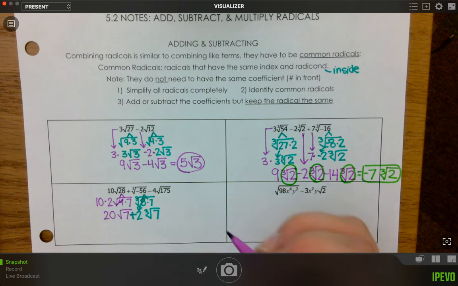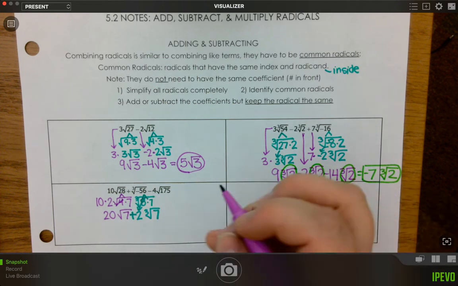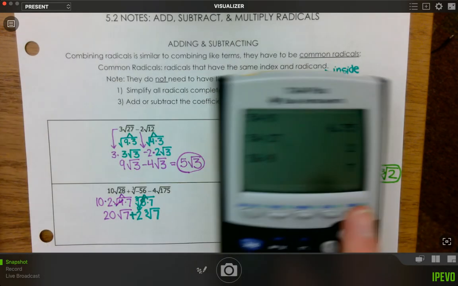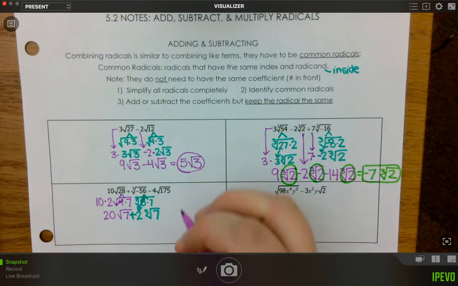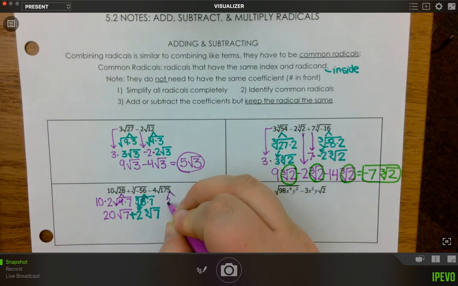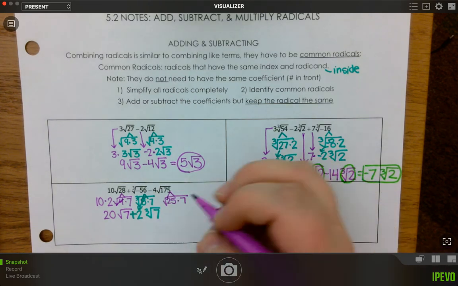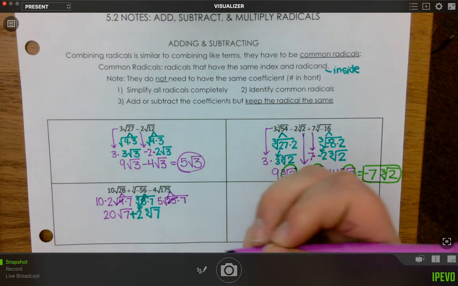And I'm going to come over here to the negative 4 times the square root of 175. I'm going to try perfect squares with 175 because it's in a square root. So I'm just going down my list of perfect squares and trying all of them until I get one that doesn't have a decimal, which is 25 and 7. And the square root of 25 is 5.